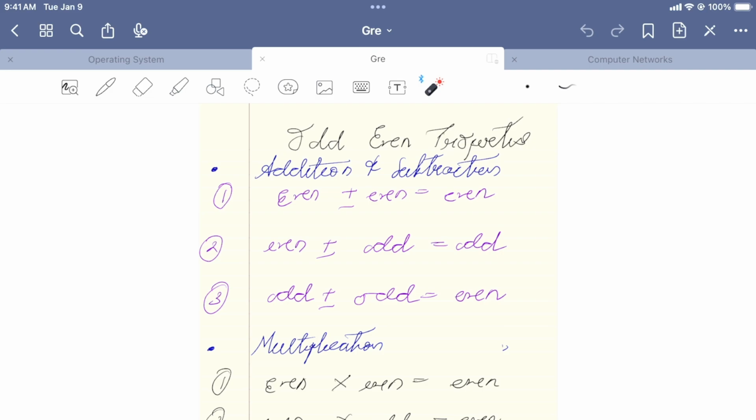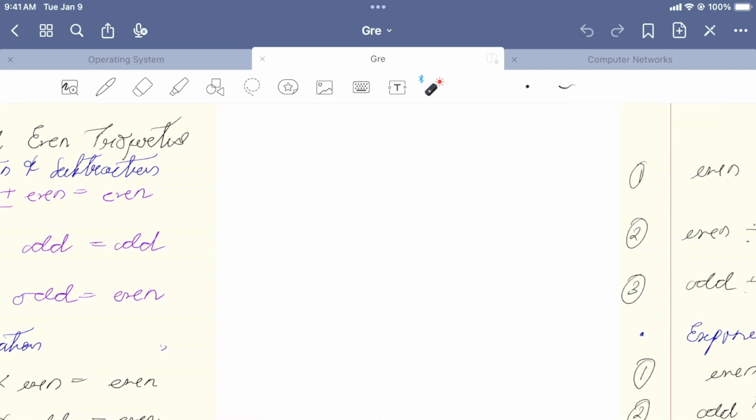Again, now this can be done with odd and even properties. If we add or subtract an even number with an even number, we will always get an even number. When we add or subtract an even with an odd, we get an odd number. When we do addition or subtraction of odd with odd, we get an even number. Multiplication: even into even is even. Even into odd will always give me even. Odd into odd will be odd. Same is the case for division.